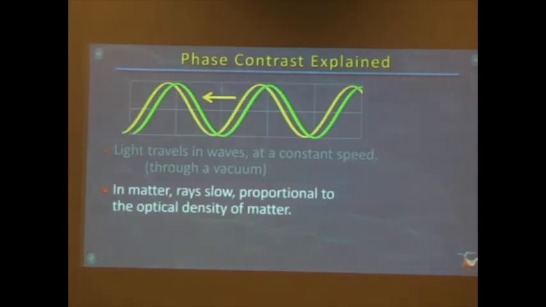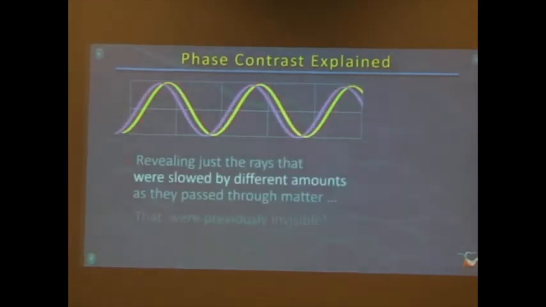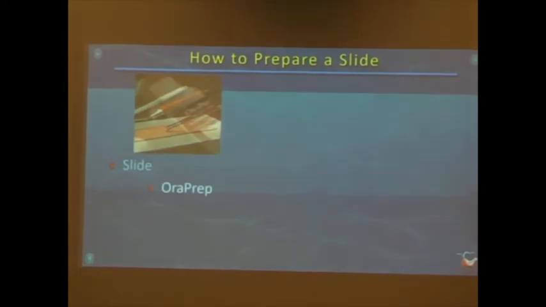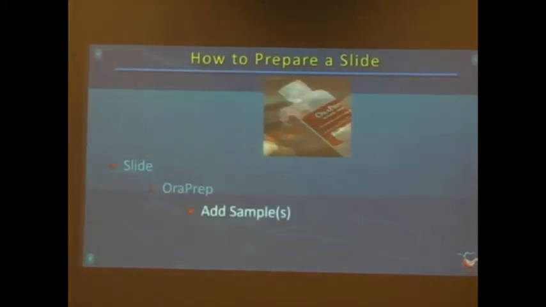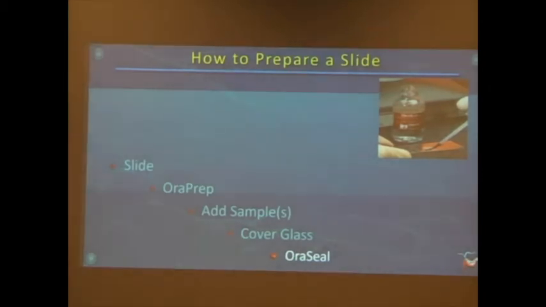Okay, so I'll skip over all of Zernike's technical stuff here. Okay, how do you do it? You'll need a slide, Ora Prep, a sample, cover glass, and Ora Seal. All of that stuff, with the exception of the sample, comes with the microscopes.